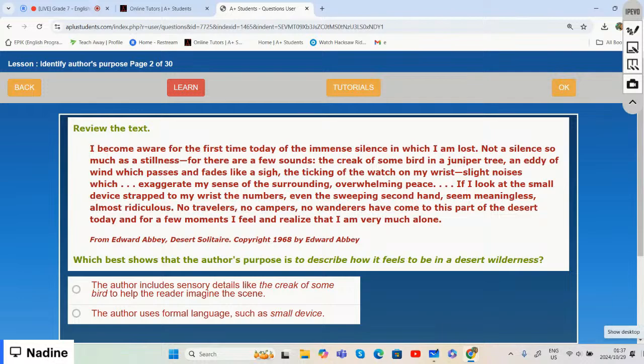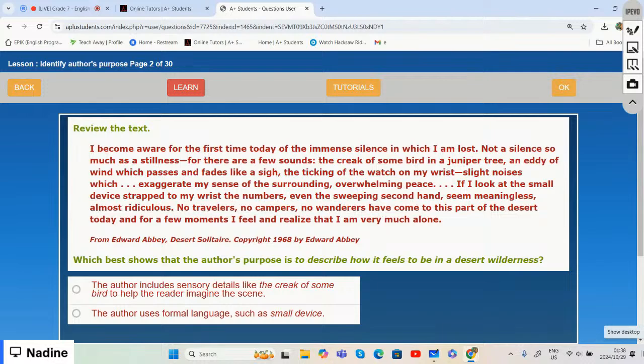All right, if we look at the next one, it says, I become aware for the first time today of the immense silence in which I am lost. Not a silence so much as a stillness, for there are few sounds, the creaks of some bird in a juniper tree, an eddy of wind which passes and fades like a sigh, the ticking of the watch on my wrist, slight noises which exaggerate my sense of the surrounding overwhelming peace.